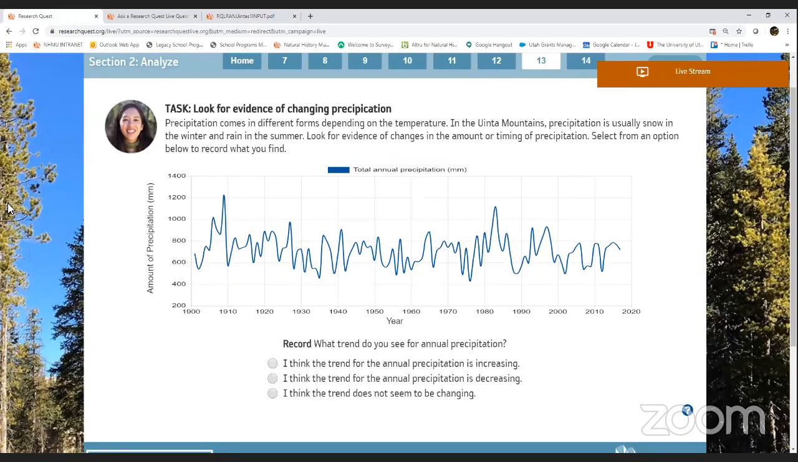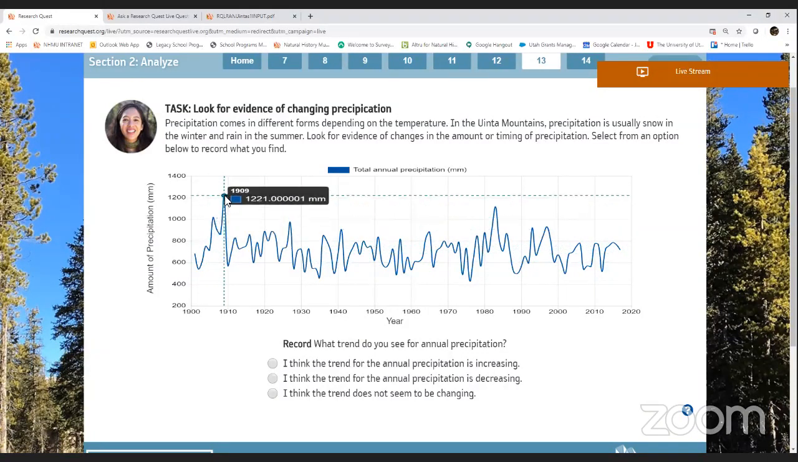Okay, our task here is to look for evidence of changing precipitation. Precipitation comes in different forms depending on the temperature. In the Uinta Mountains, precipitation is usually snow in the winter and rain in the summer. So we're going to look for evidence of changes in the amount or timing of precipitation. You can move your mouse along the graph and it will show you the data at that point where your mouse is. It will also add lines that will help you look for trends.